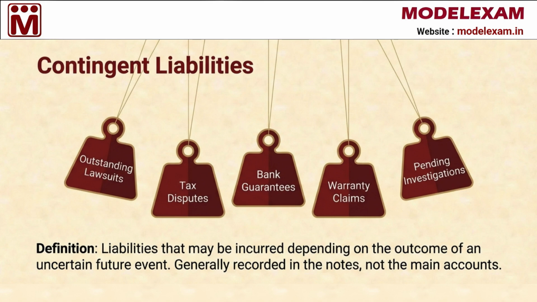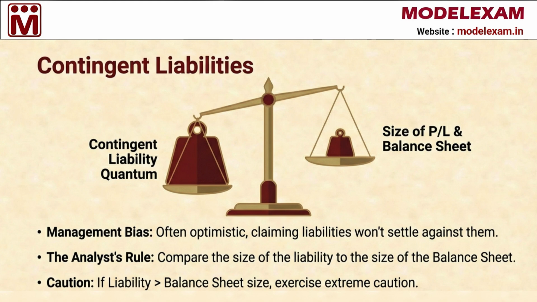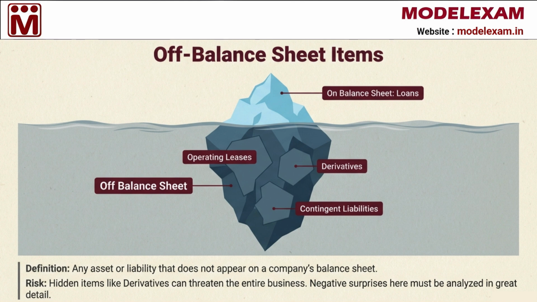on products sold. When analyzing contingent liabilities, you have to be careful of management bias. Management will almost always be optimistic and claim that these liabilities will not settle against them. You should not blindly accept this. The analyst's rule is to compare the quantum or size of the contingent liability against the size of the balance sheet. If the contingent liability is large enough to wipe out a significant portion of the company's net worth, you must exercise extreme caution. This brings us to the concept of off-balance sheet items.